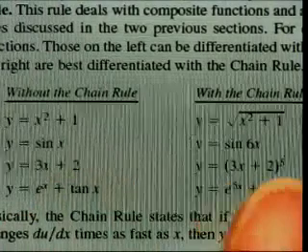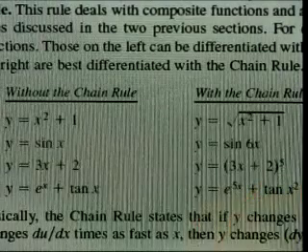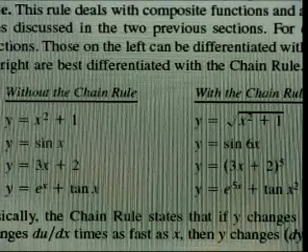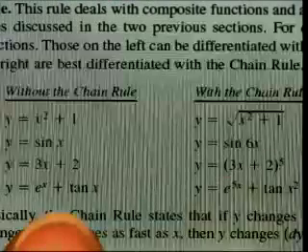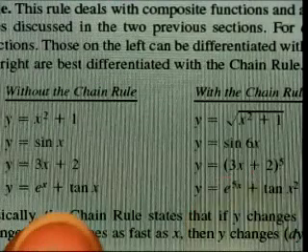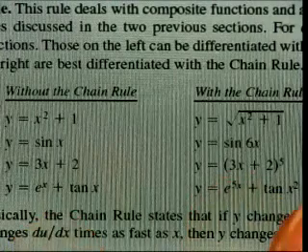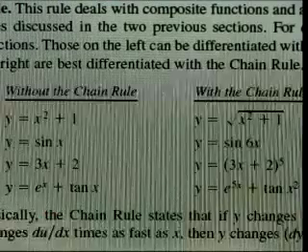Sine of x doesn't take the chain rule, but sine of ugly does. 3x plus 2 does not take the chain rule, but ugly to the 5th does. E to the x plus tangent x doesn't take the chain rule, but e to the ugly tangent ugly does.